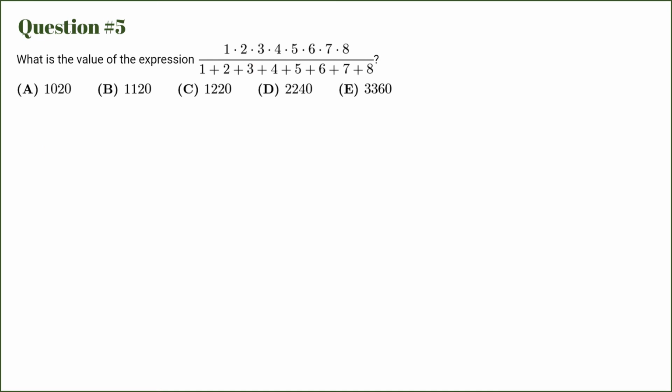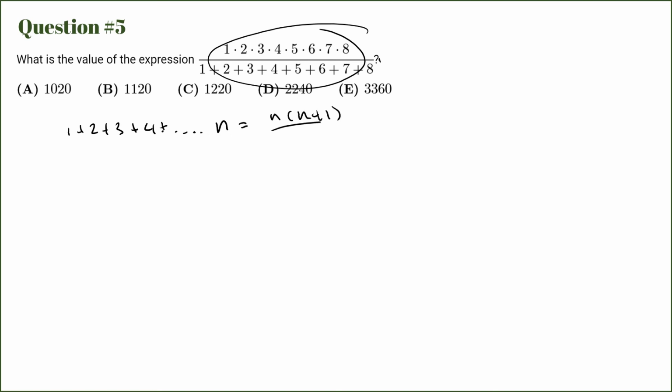Question 5 asks what that expression equals. To solve this problem, you would need to know that the sum of 1 plus 2 plus 3 plus 4 plus all the way up to an integer n equals n times n plus 1 over 2. Or you wouldn't need to know that, but it does make things easier in computation. You could just add everything out, but that takes more time.